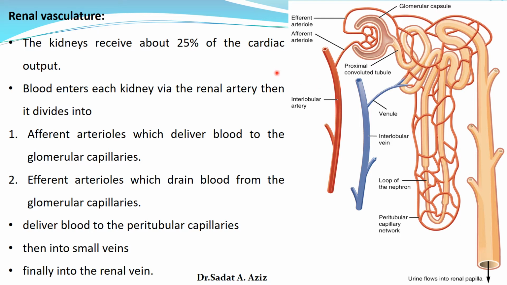So blood enters each kidney through a renal artery, then it is divided into a structure which is called the afferent arteriole. Okay, so the afferent arteriole delivers blood to the glomerular capillaries.